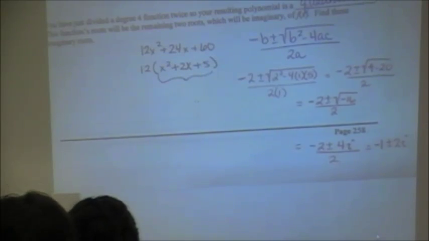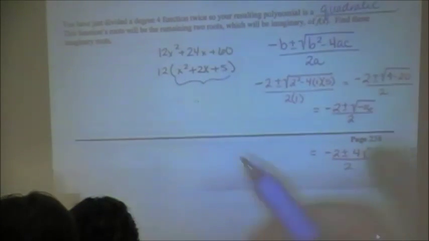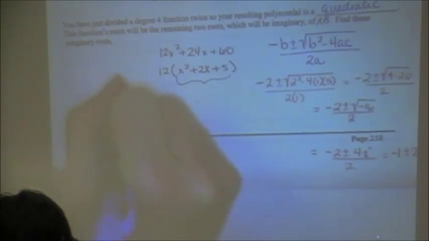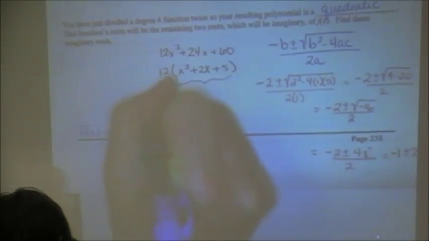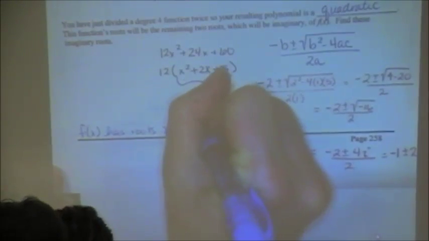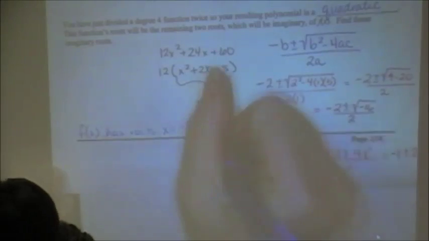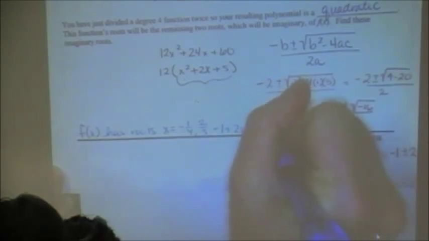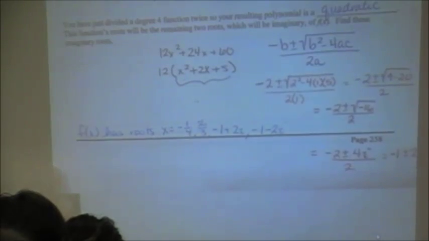So all together, if we list our roots, don't forget to list the ones that you found in the beginning. So f of x has roots x equals -1/4, 2/3, and then -1 plus 2i, and -1 minus 2i. So that's all 4.